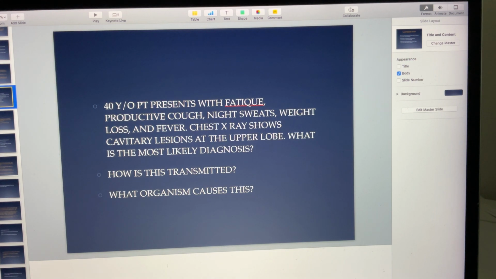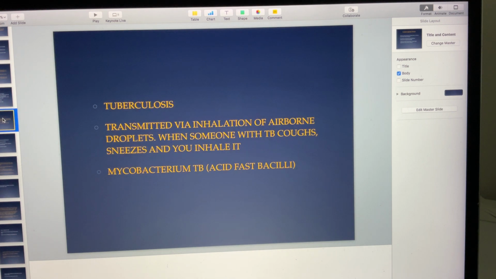Next question, you have a patient who is 40-year-old. They're presenting with fatigue, productive cough, night sweats, weight loss, and fever. Chest X-ray shows cavitary lesions at the upper lobe. What is the most likely diagnosis? How is this transmitted? What organism causes this? So this is tuberculosis, and it's transmitted by inhalation of airborne droplets.